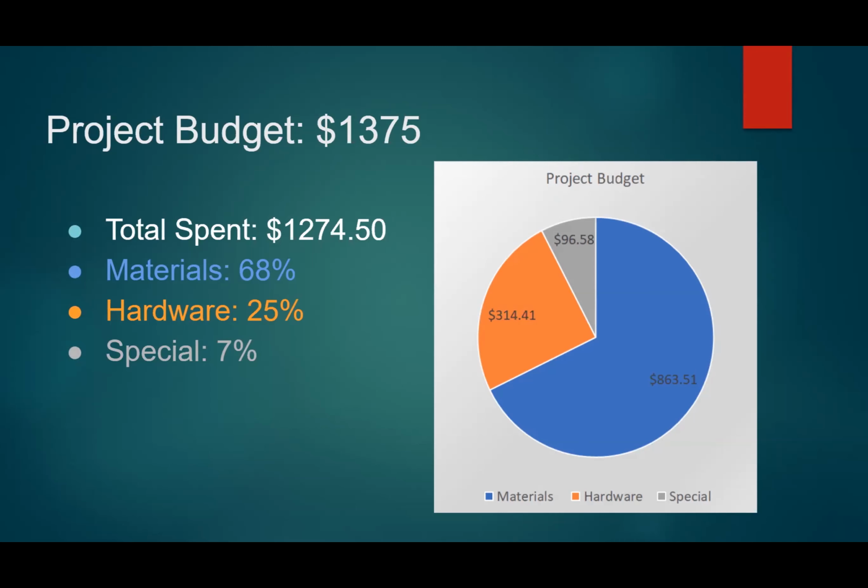Then the hardware mostly included screws or various nuts to secure the structure. And then lastly, we have a category for special, which is costs that were accrued due to the state of the world with COVID-19 right now.